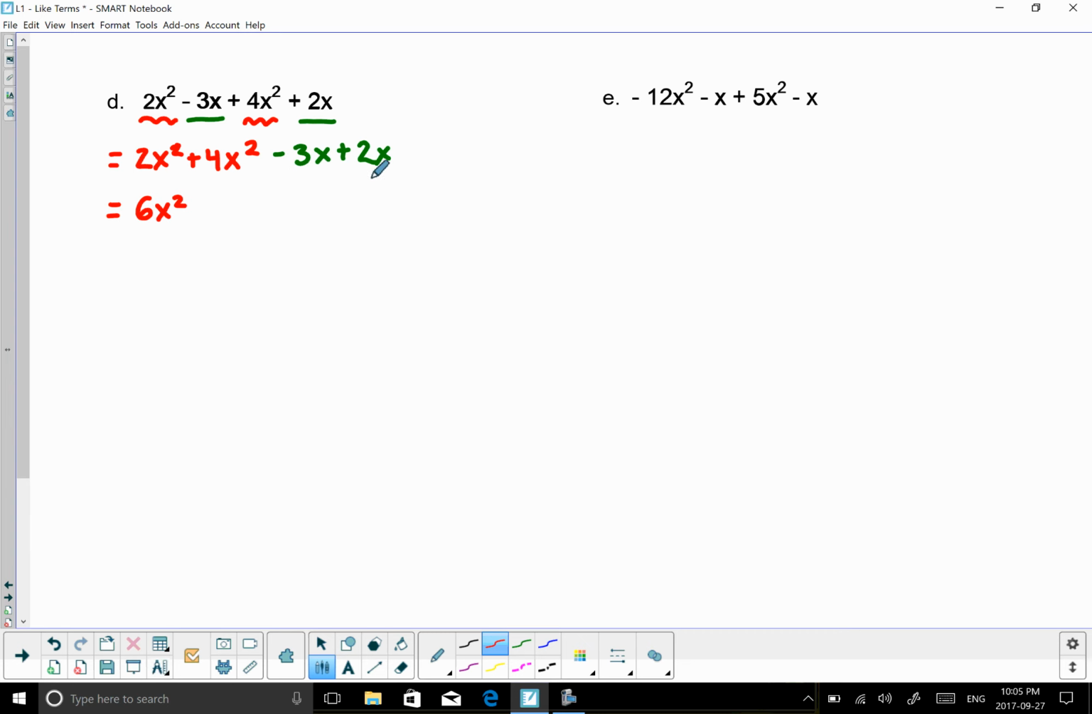That gives me 6x squared. Then I'm going to do these separately. So I have negative 3x and I add 2x. So I add the coefficients. Negative 3 plus 2 is the same as negative 1x. In math, we normally don't need to write the 1. So we can simply write that as 6x squared minus x. They're both the same and both correct.